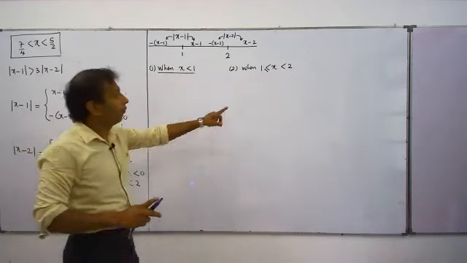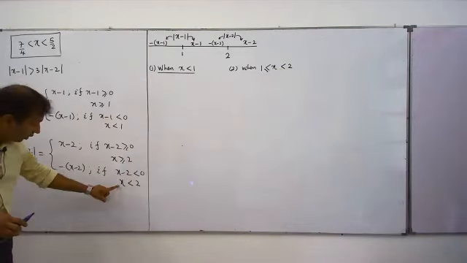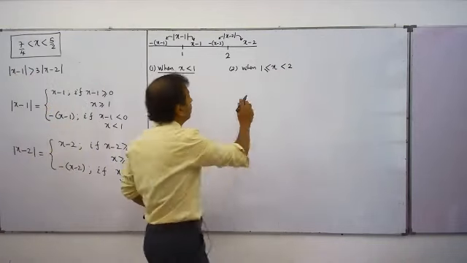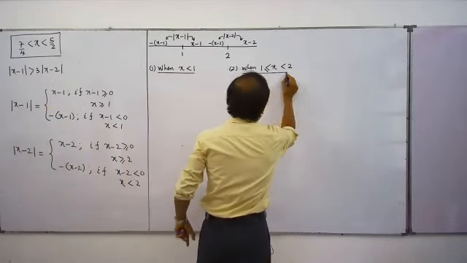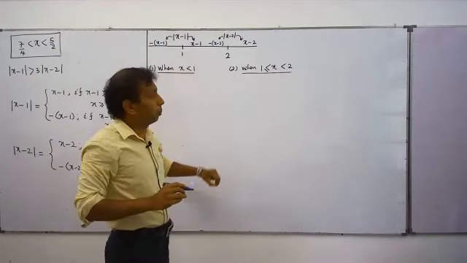And this one, x less than 2. See, x less than 2 here we have, but there we don't have an equal sign. So therefore, the second interval is this: including 1 up to 2, but excluding 2.